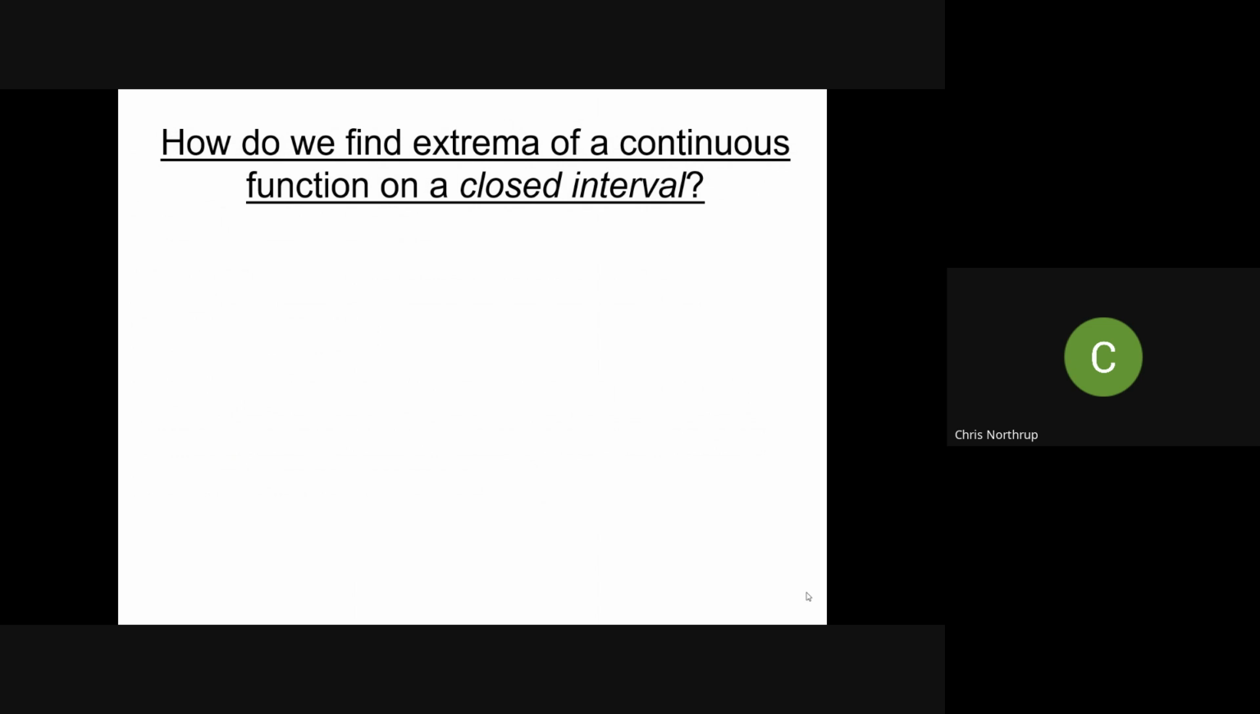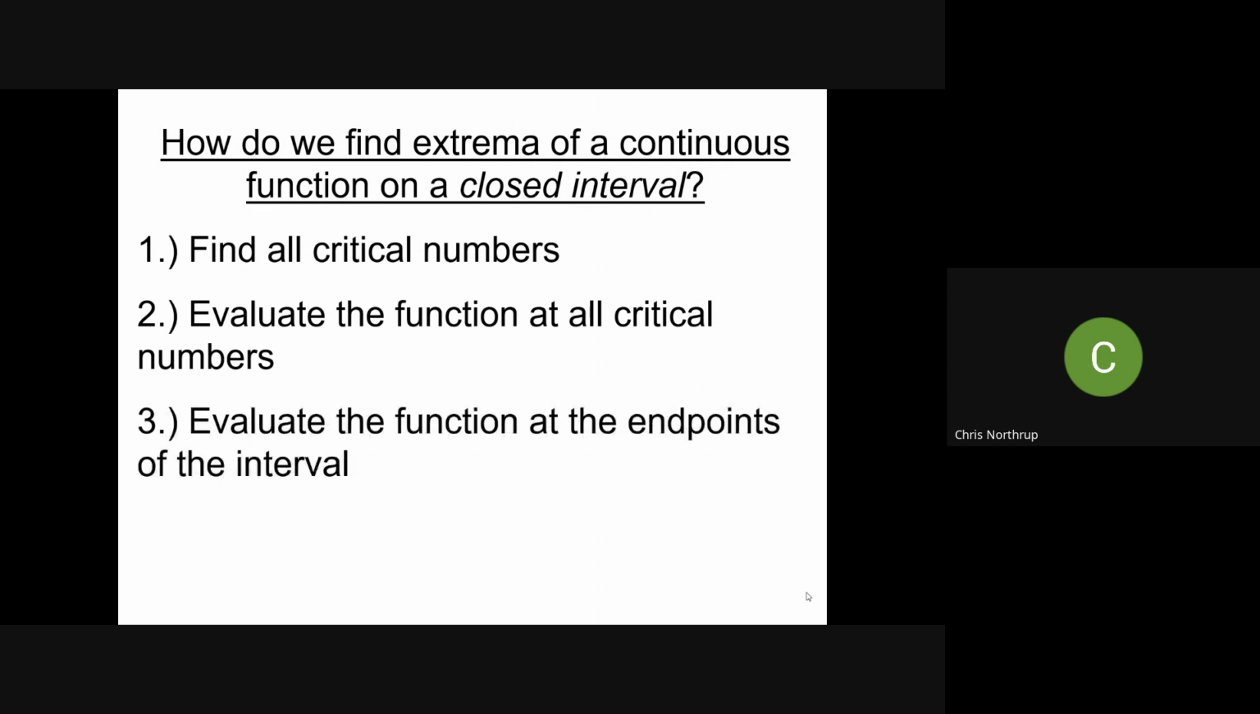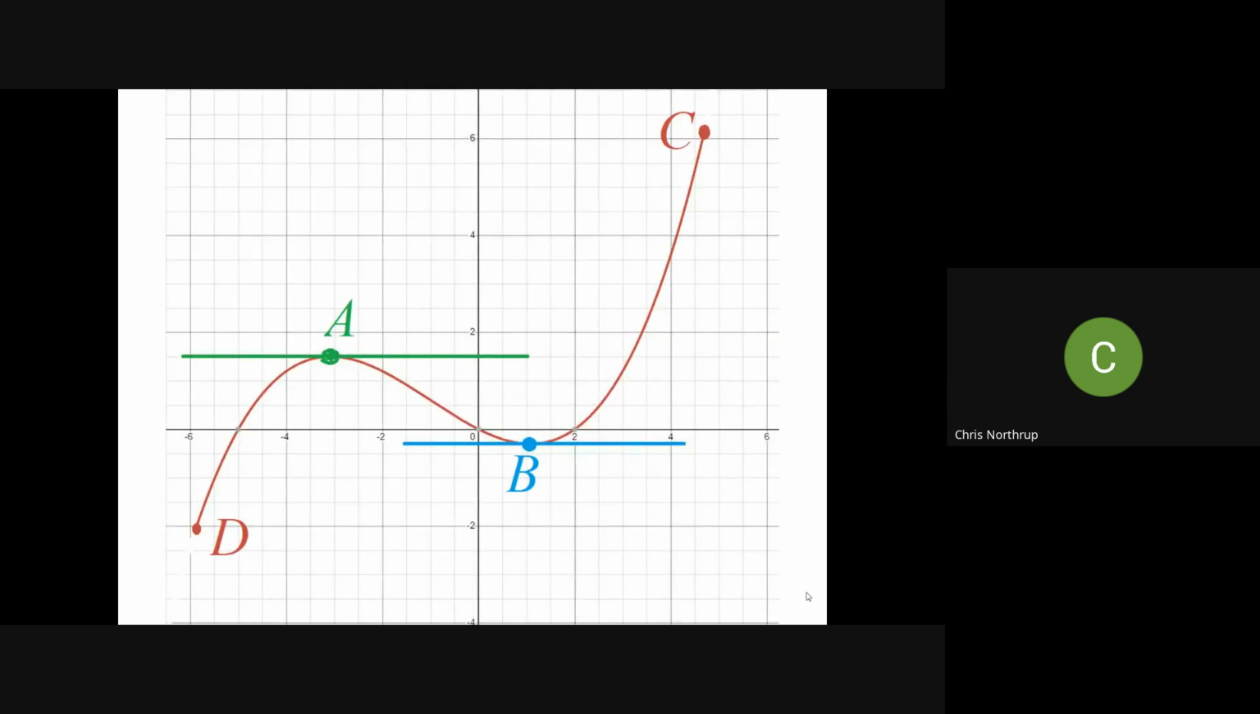So this is about a 4-step process. First thing, you need to find your critical numbers. You need to know when you have horizontal tangents or when your derivative does not exist. You want to evaluate your function at those critical numbers. And then this is the one that a lot of people forget to do. You want to evaluate your function at the endpoints of the interval. Like on that graph there, that would be points D and C. So be really careful not to forget to evaluate at the endpoints.